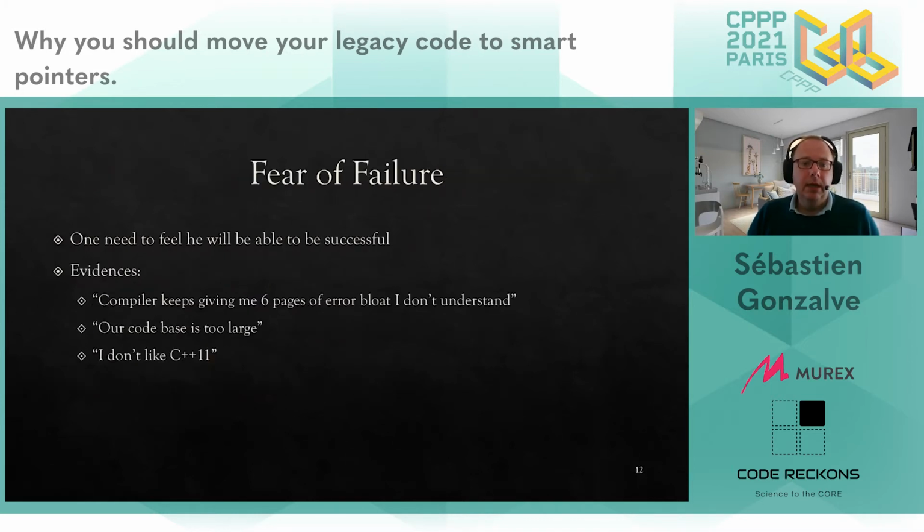The last point was the fear of failure. People need to feel they will be able to be successful. You may find some evidence of this kind of fear when people are getting crazy because they got a lot of errors while compiling. They don't say, okay, it may be tricky to get through these errors. They just complain and ignore those errors. They say, this is giving me too much work, I don't want to do that because the compiler gives me too many errors.